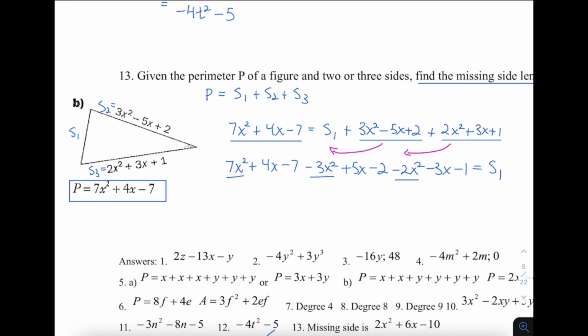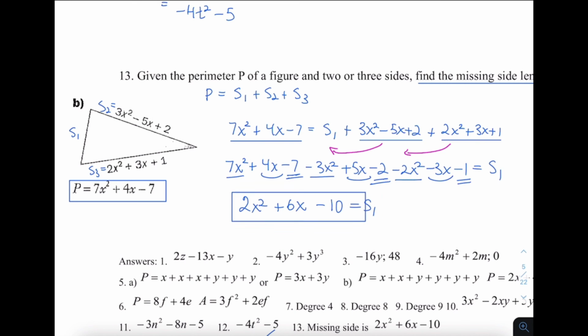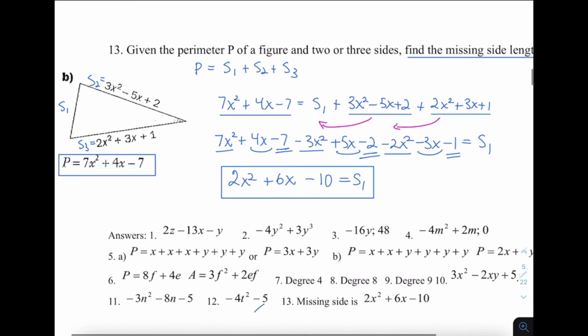7 subtract 3, subtract 2, gives me 2x squared. 4x plus 5x is 9x, minus 3, so plus 6x. I've got subtract 7, subtract 2, which is negative 9, subtract 1. Okay, so my missing side should be 2x squared plus 6x minus 10. And if I want to check to see if that works, what I can do is add up S1, S2, and S3 and see if I get the correct answer for P. Or I can just check my answer here.